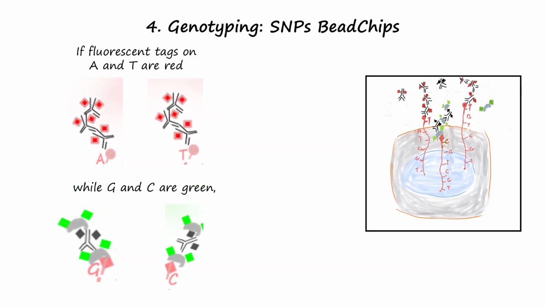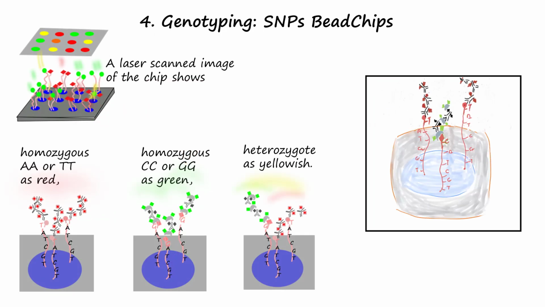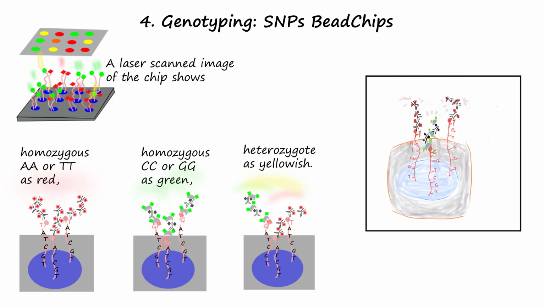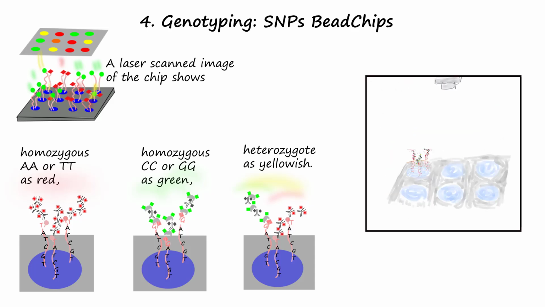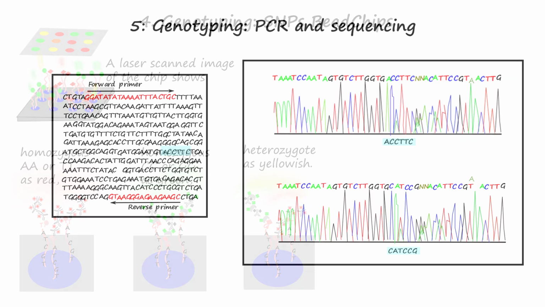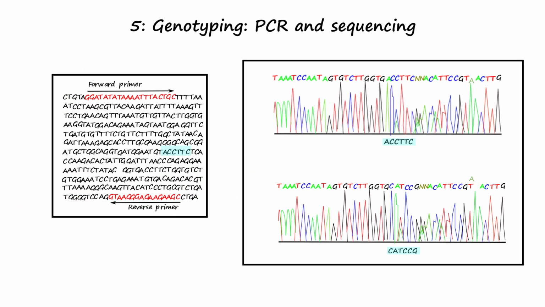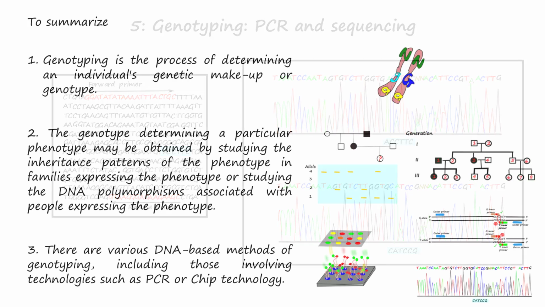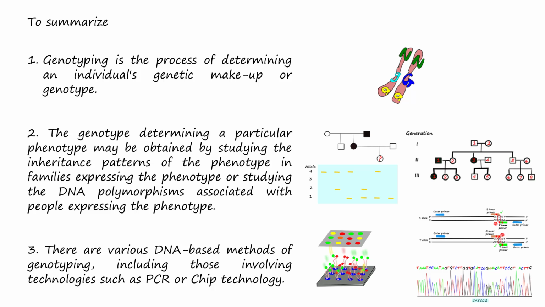If fluorescent tags on A and T are red while G and C are green, a laser-scanned image of the homozygote AA or TT is red, CC or GG is green, and a heterozygote is yellowish. Genotyping could also use PCR followed by sequencing, which would detect any kind of mutation within a region between the forward and reverse primers. To summarize, 1.